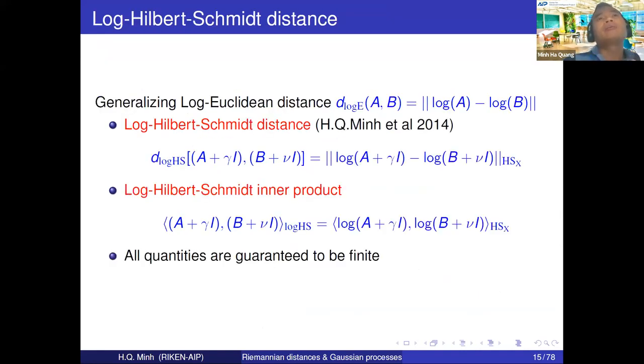And we can do this for the log-Euclidean metric as well. So instead of the log of A minus log B, we can have the distance between the logs of the regularized operators. And we can also compute the log Hilbert-Schmidt inner product. So with this log Hilbert-Schmidt metric, as in the case of the log-Euclidean metric, we also have a flat Riemannian manifold. And all quantities are going to be finite because we do the regularization. So there are two things: we do the regularization, and then we use the extended Hilbert-Schmidt norm.